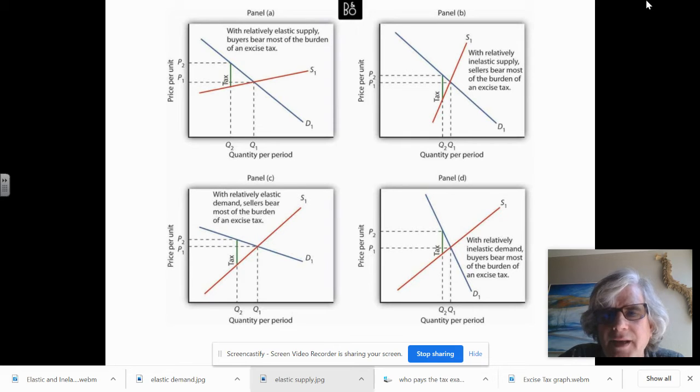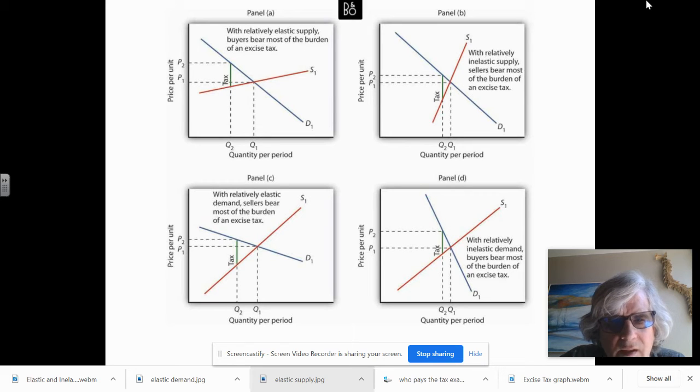So in panel B, look how the supply changed. The supply is very inelastic, it's very steep, and then the buyers, the demand curve is more elastic. With a relatively inelastic supply, the seller pays most of the tax and most of the burden. So you have the buyers pay some, but the sellers pay the majority of the tax. So that shows a different one.